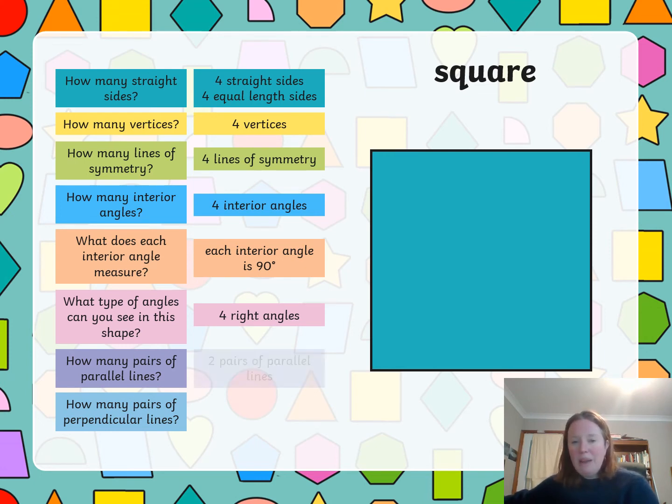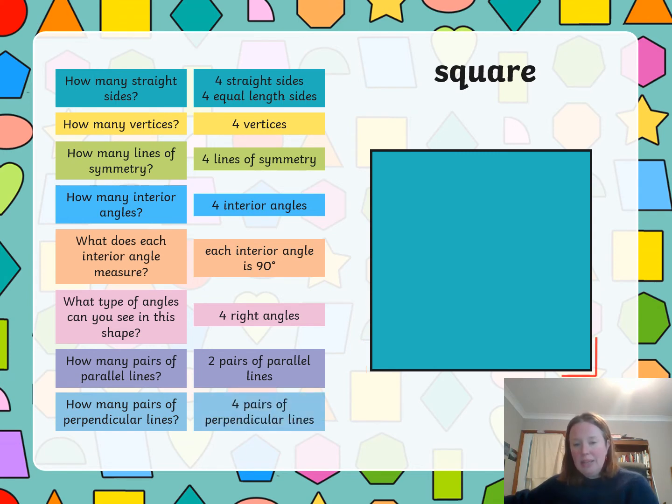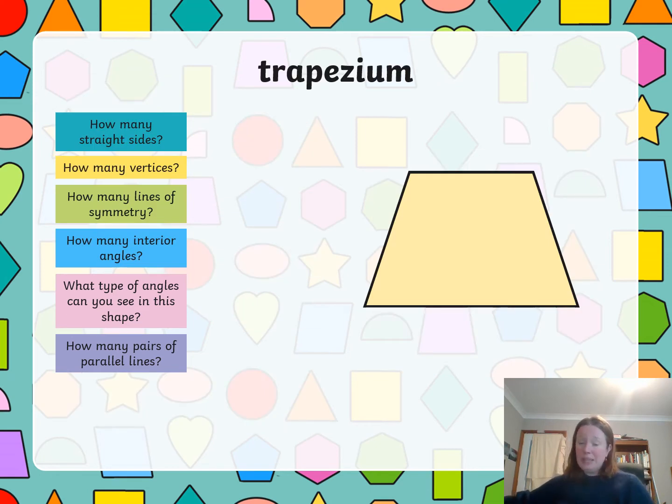Okay, how many pairs of parallel lines? We've got 2 sets, 2 opposite sides of parallel lines. And how many perpendicular lines? We've got 4 sets of perpendicular lines. Remember, that's around the right angle and the horizontal axis. Okay, moving on. Now a trapezium.